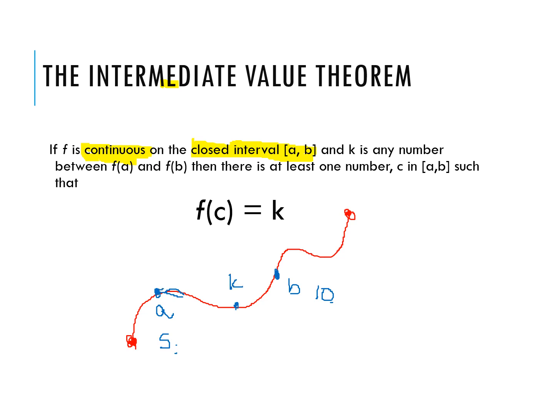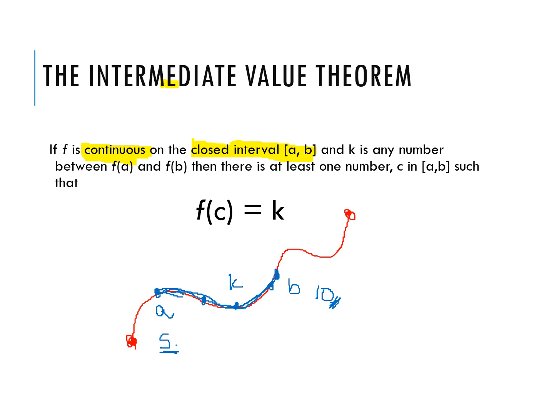All numbers between 5 and 10 must be represented somewhere on this interval. It could be represented twice, but at some point, all the numbers between 5 and 10 will be represented, which makes perfect sense because if it's continuous, that has to be the case.